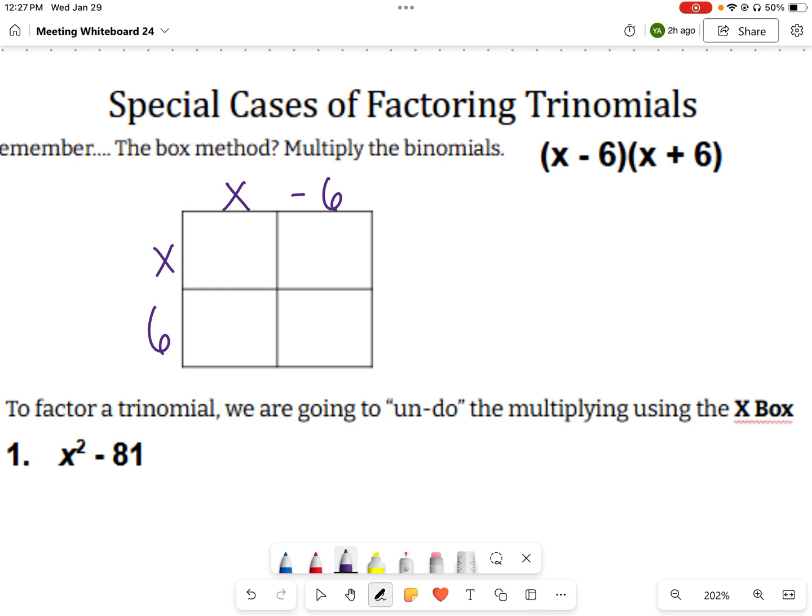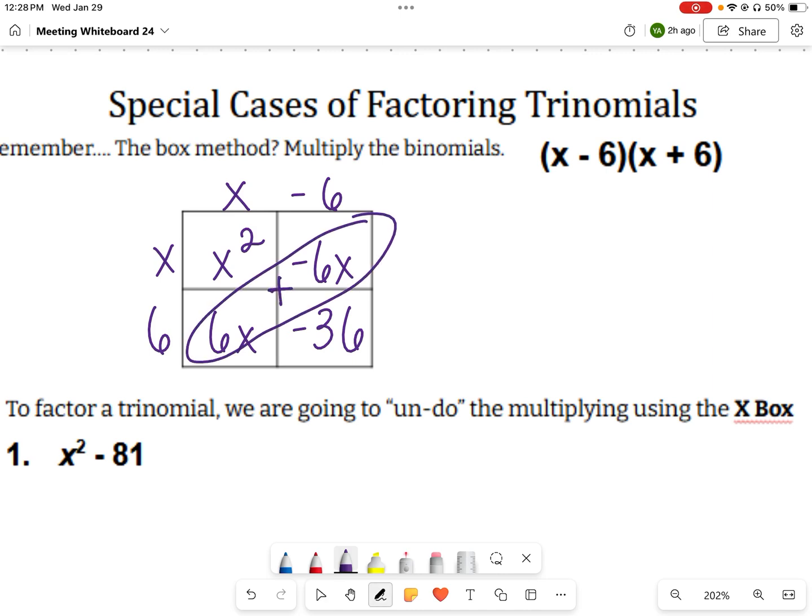And so we are going to multiply x times x is x squared. Negative 6 times x is negative 6x. 6 times x is 6x. And then 6 times negative 6 is negative 36. It's just a review. And then we add our diagonals because these are like terms. So don't forget we're adding them. So if you need to, put a plus sign where they cross or intersect.